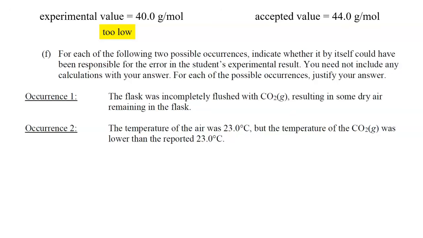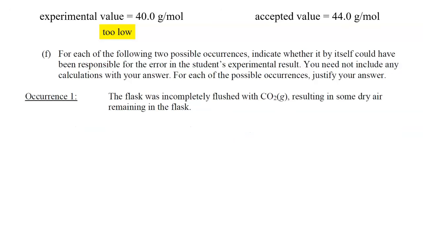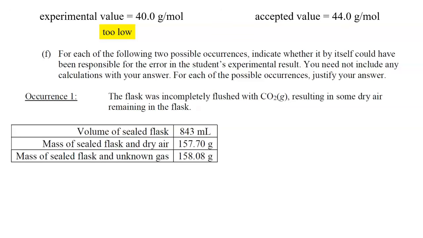So let's start with occurrence number 1. In occurrence number 1, it says the flask was incompletely flushed with carbon dioxide, resulting in some dry air remaining in the flask. In other words, they had a flask filled with dry air. They flushed out the dry air, replacing it with CO2. But what if that flushing procedure was incomplete? Then there would still be a little bit of dry air mixed in with the carbon dioxide.